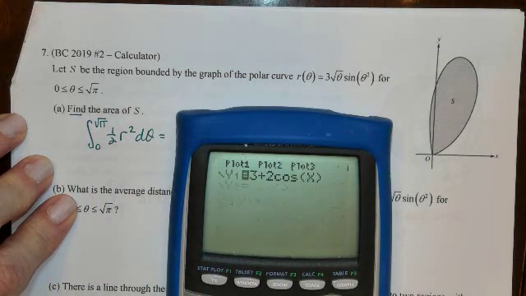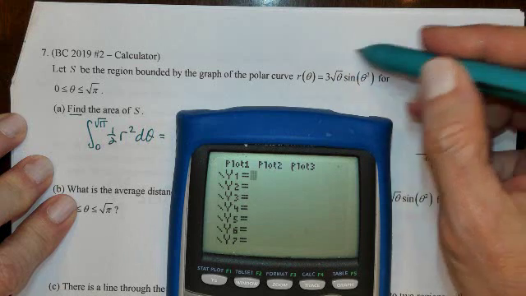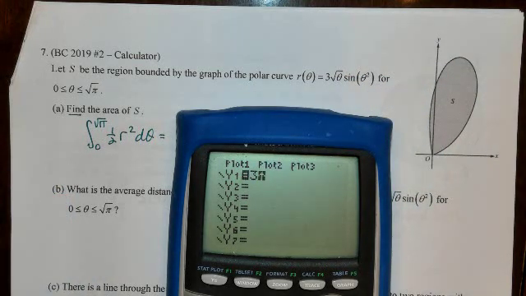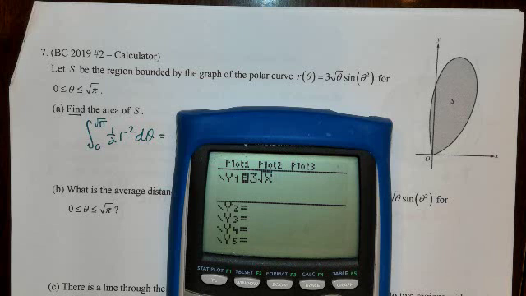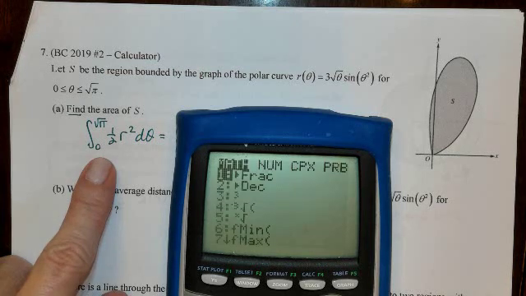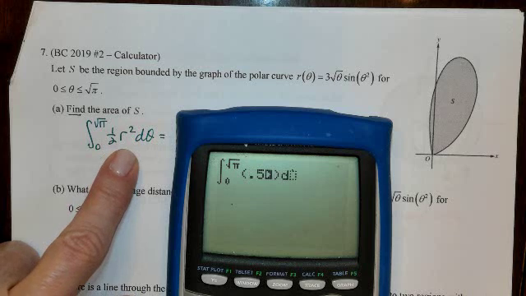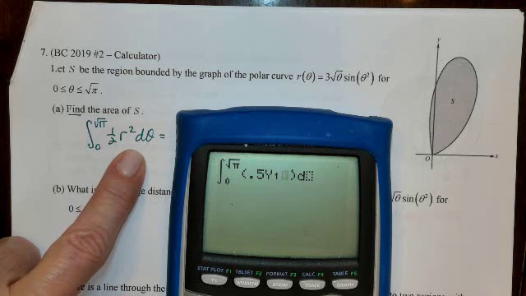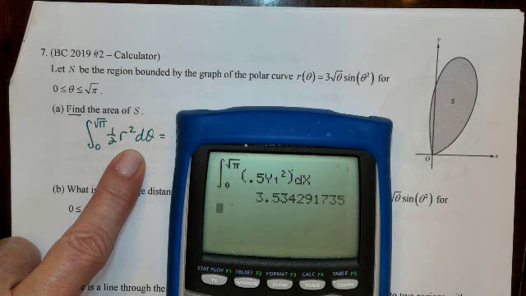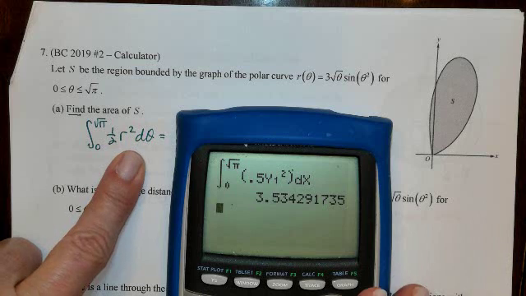I'm going to put that carefully in for my y1. So 3 square root of theta, my x is going to represent theta, sine of theta squared, so x squared, like that. So double check, make sure you get it in there right. And now to your home screen, I just need math 9, 0 to square root of pi of 0.5 y1 squared d theta. So 3.534.